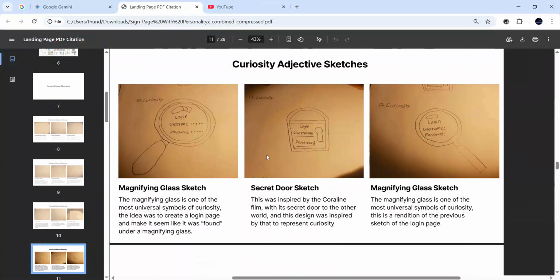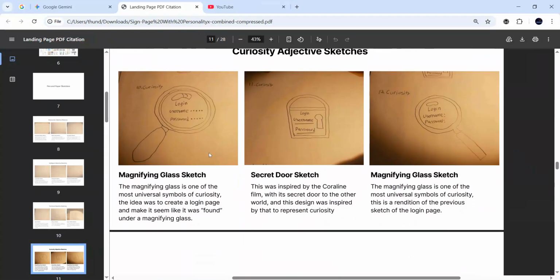Here to represent curiosity, I decided to do a magnifying glass because I think that's also kind of a universal symbol. Here we have a hidden door, kind of like a secret door that would arouse curiosity in someone. So I thought that would be an interesting design.